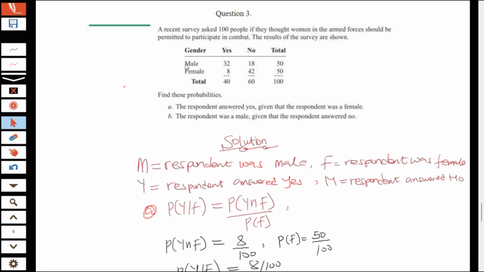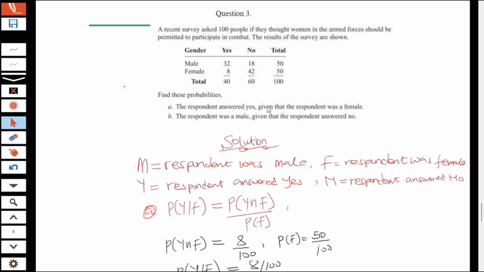When it comes to the male, for those who said yes and no, we are having 50. For females who said yes and no, we are having 50. And the total number of observations that we have here is 100. When we add the yes and the no's, you are getting 100. When you add male and female, you are getting 100. And then he said, find these probabilities.